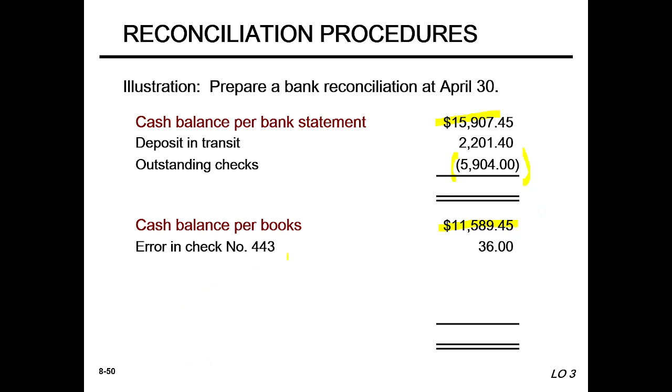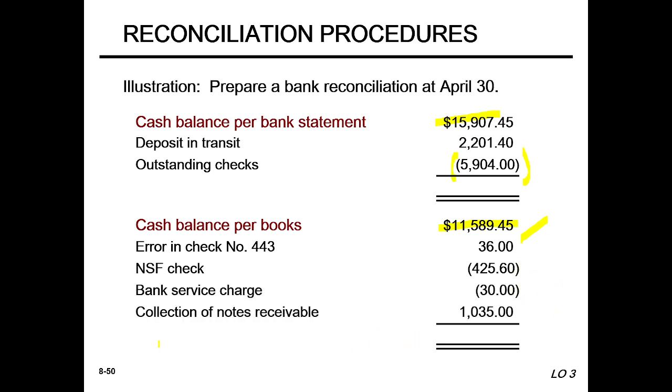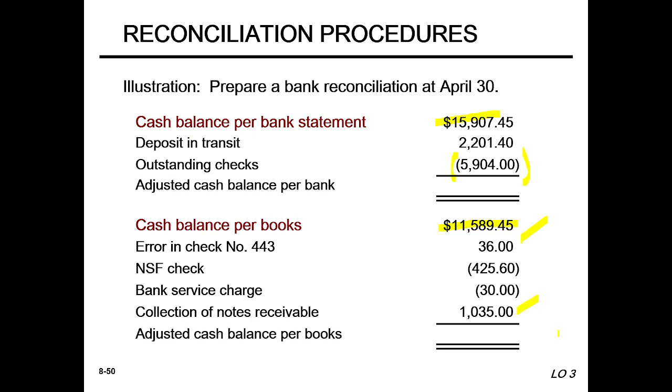And error, check number, this could be a plus figure, and this could be a minus figure. Bank service charge is a minus figure, and collection of notes receivable could be a plus figure. So this figure and this figure give the adjusted cash balance per bank. Adjusted cash balance per bank. Please look here, the two balances are equal. Okay, so this is the procedure.